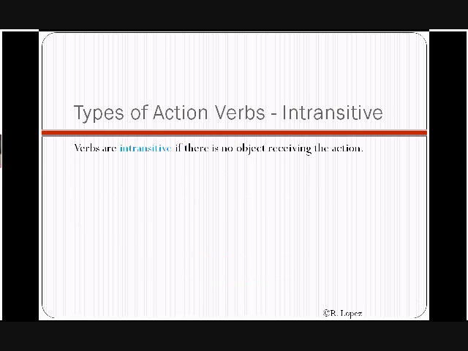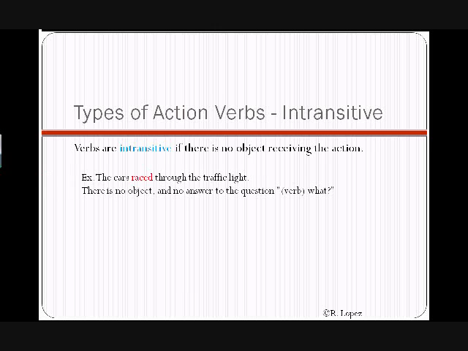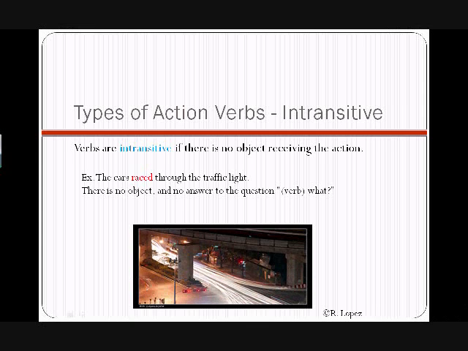Verbs are intransitive, however, when there is no object receiving the action. Maybe there is an adverb after the verb, a prepositional phrase, or even no words after the verb, but there is no object that is receiving the specific action taking place in the sentence. Let's look at this example. The cars raced through the traffic light. If we use our little trick, raced what, we have no answer. Therefore, it's intransitive. There is no object receiving the action of the verb raced.